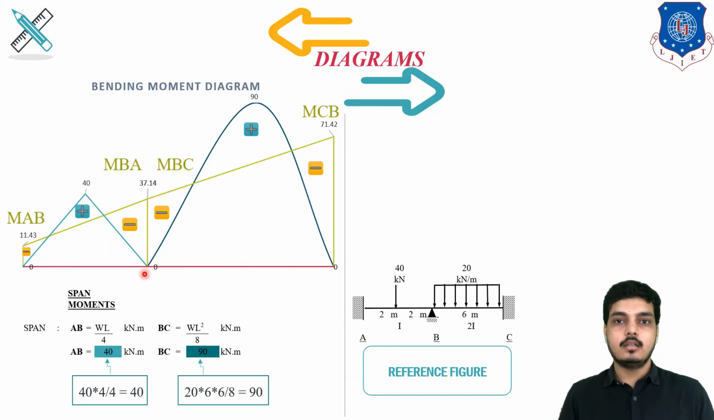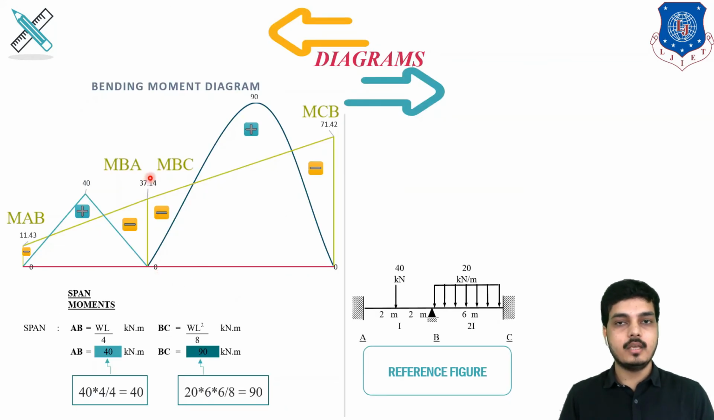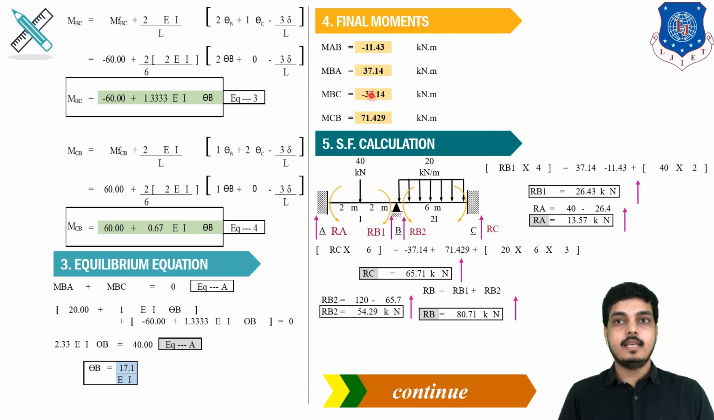Similarly for BC span, starting over here, you can see it is minus. As I have said, left side minus will be up, and there will be a single value for MBA and MBC. And for the right hand side, it should be positive, so upward 71.4, and finally connect all the points. Now, I would like to mention that as simple support does not resist moment, you can check the summation of MBA plus MBC is coming 0, plus 37.14 and minus 37.14, ultimately it is 0. So our calculation is correct.